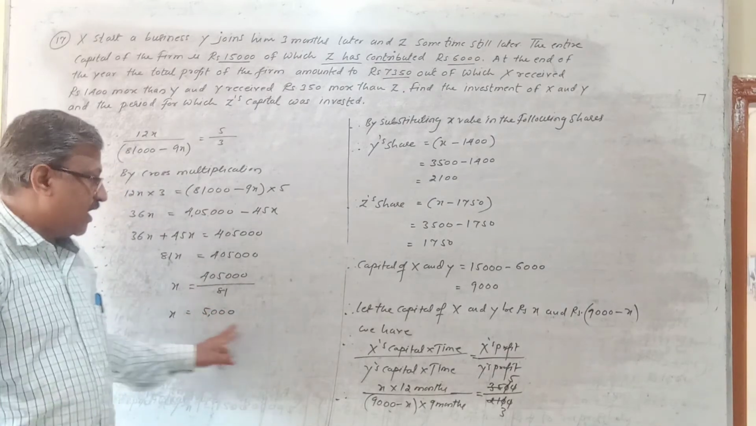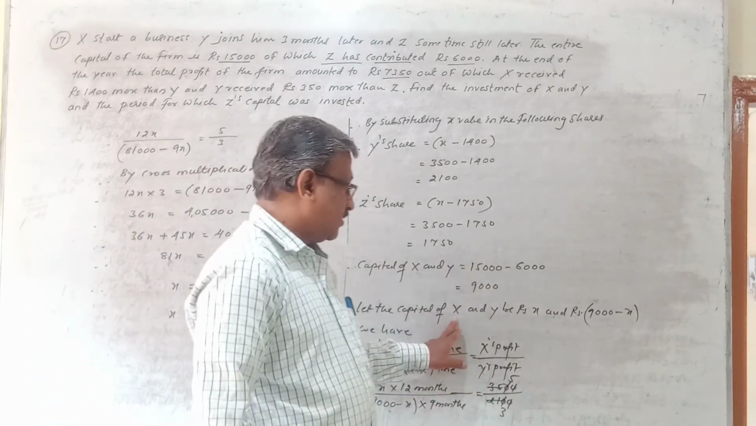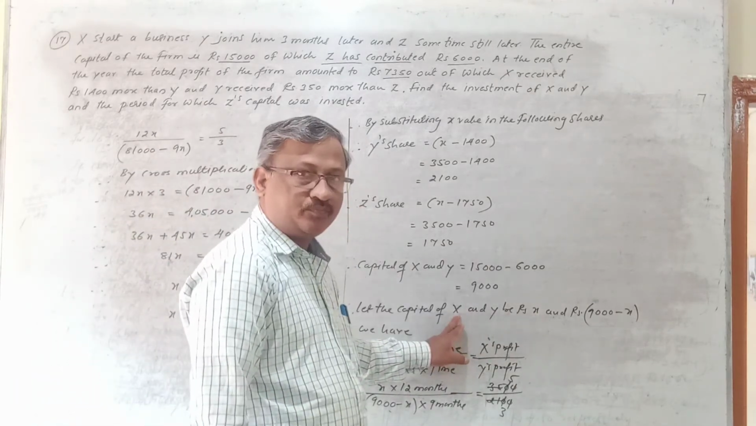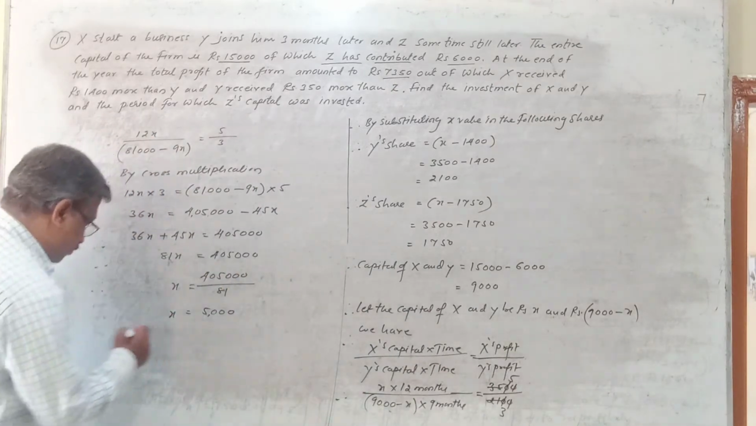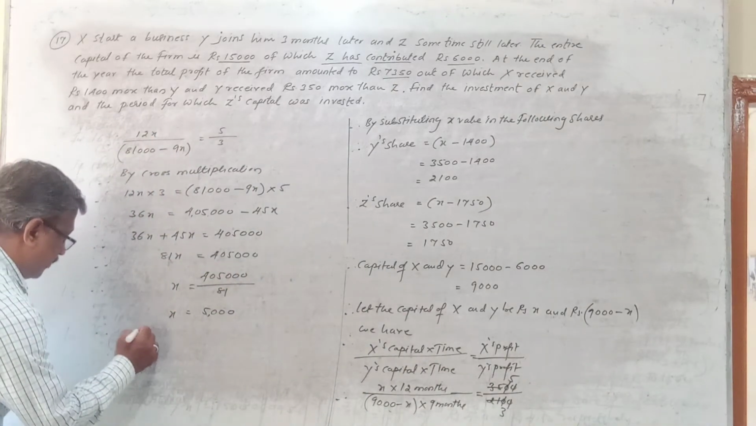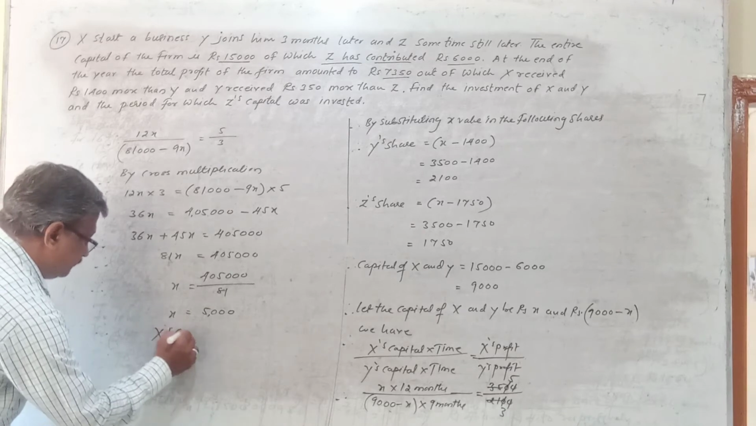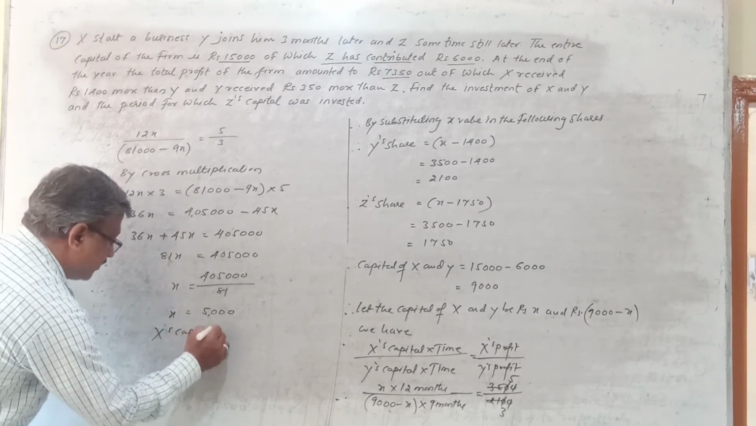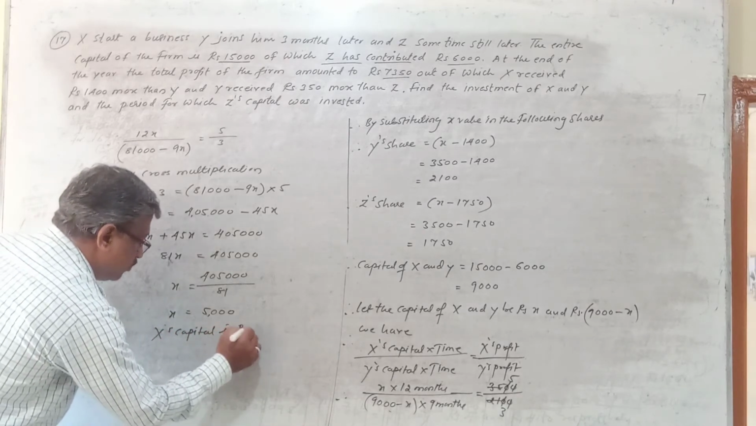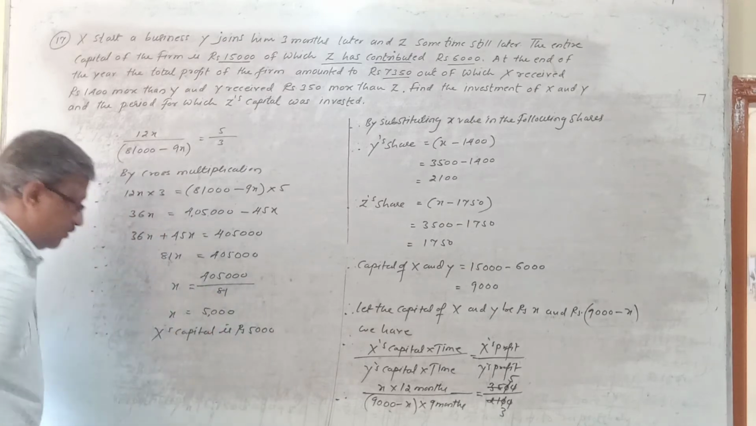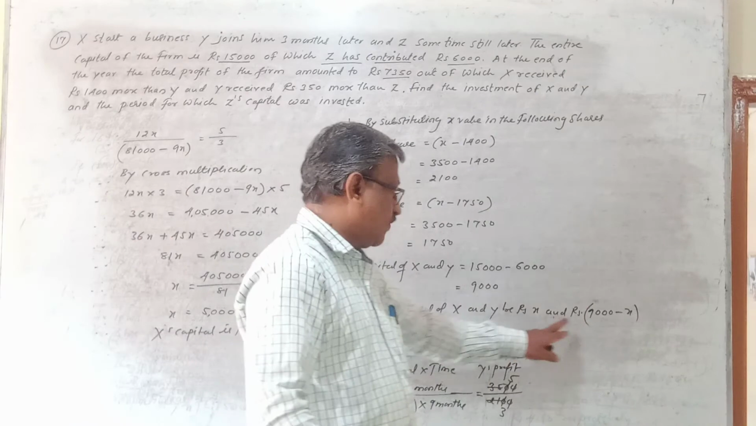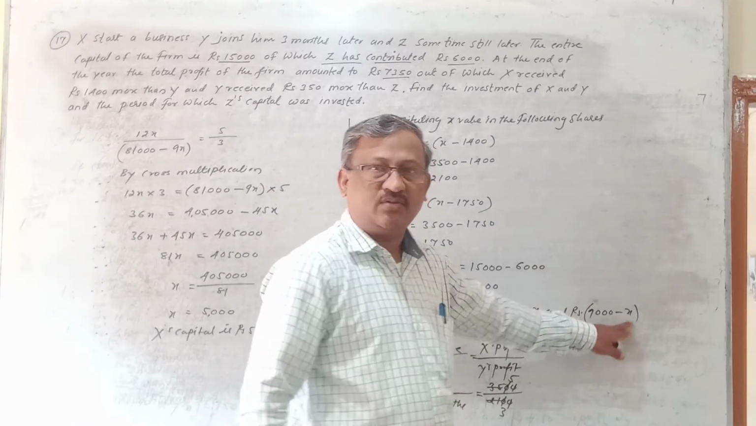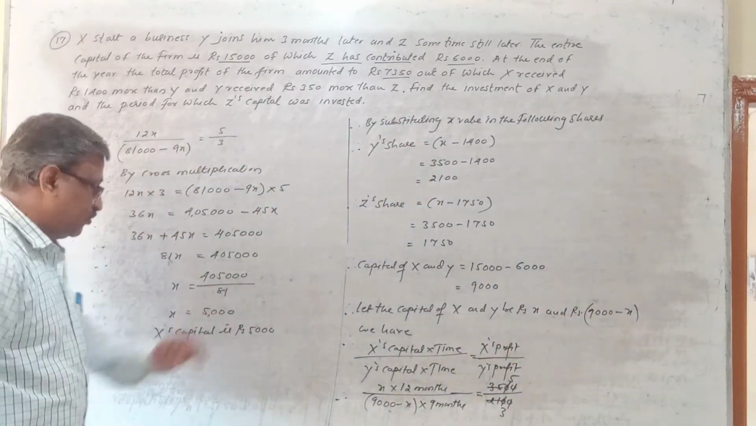So what x have I assumed here? I have assumed x as X's capital. Therefore X's capital is rupees 5,000. So as X's capital is known, we can easily find Y's capital, because Y's capital I have assumed as 9,000 minus x. From 9,000 you minus the x value.